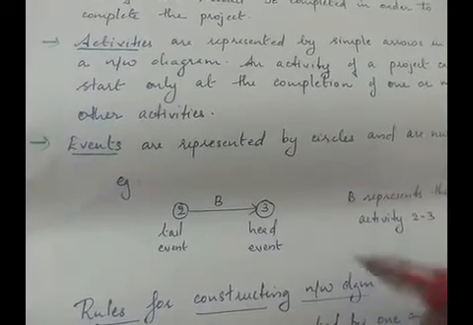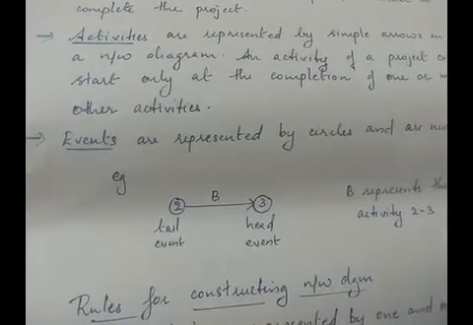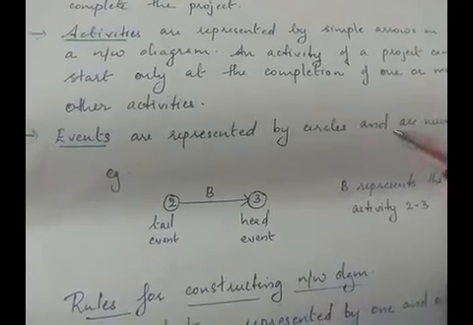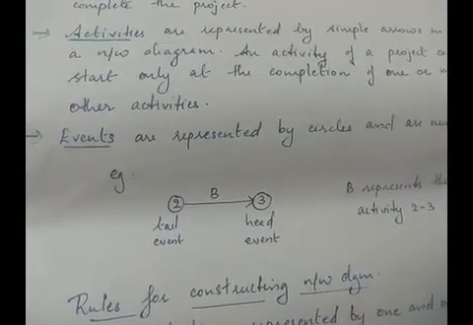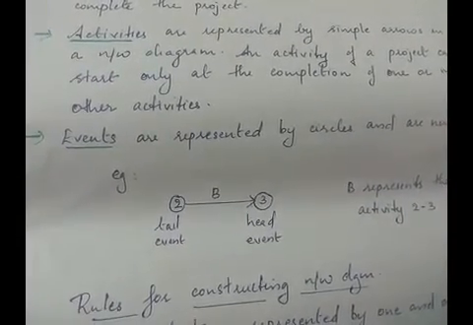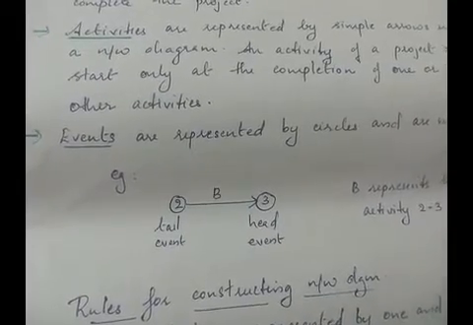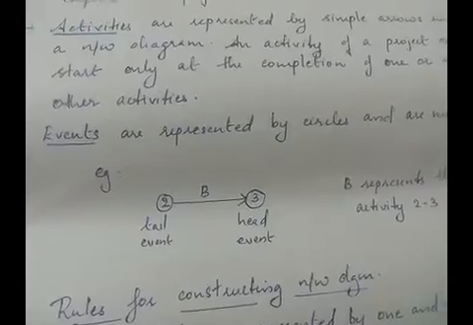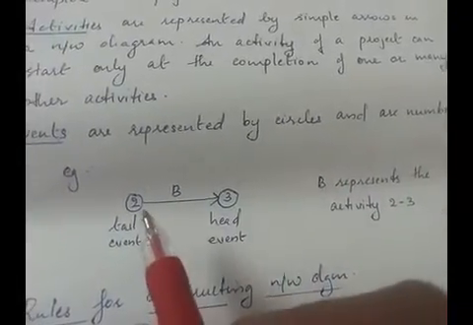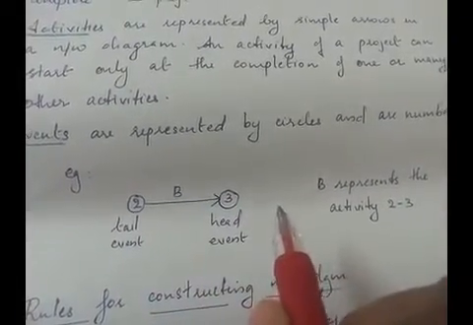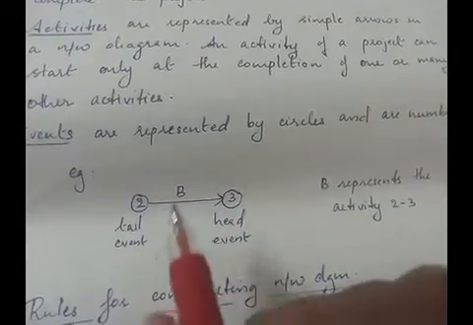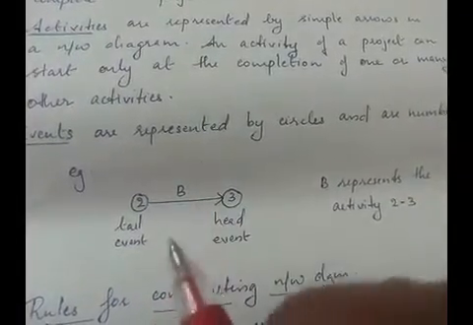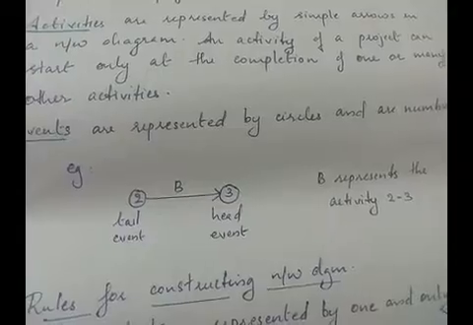So the activity can be labeled in two ways. We can either give a symbolic representation like B, or it can be labeled or called using the starting and ending events of the activity. So here B represents the activity 2, 3. This activity can be called B or activity 2, 3.